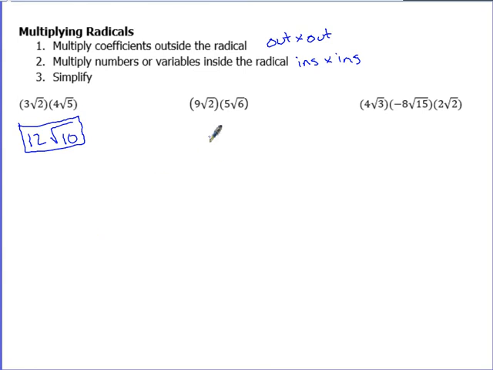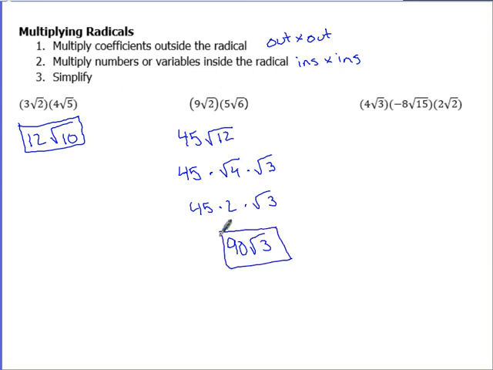If I move on to the second one, outside times outside, 9 times 5 is 45. Inside times inside, 2 times 6 is 12. That 12 I can simplify. So I'm going to have 45 times, and 12 can be broken apart as the square root of 4 times the square root of 3. Then I can simplify. The square root of 4 is 2. So now I have 45 times 2 times the square root of 3. 45 times 2 is 90, so I'm going to have 90 square root 3, and that's going to be my simplified answer.